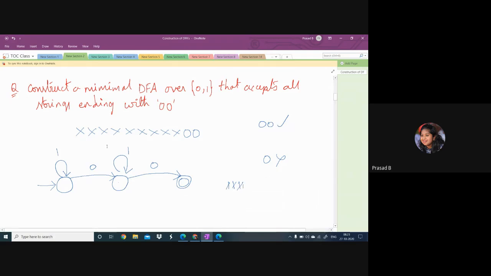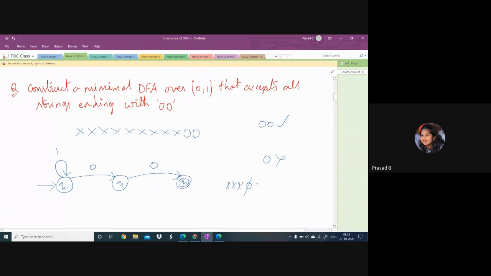In the initial state, as long as 1 comes, we will stay in the initial state. Once 0 comes, we'll move to the second state. Suppose this is Q0, this is Q1, and this is Q2. On 0, Q0 goes to Q1. In Q1, if 0 comes again, then we'll go to the final state.